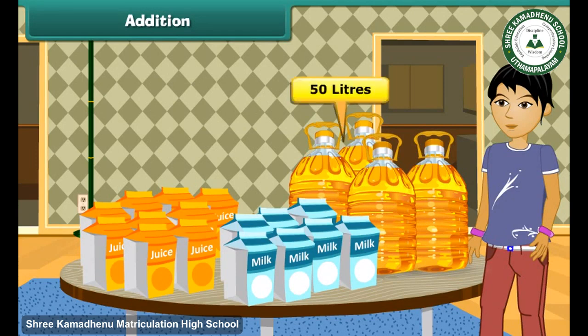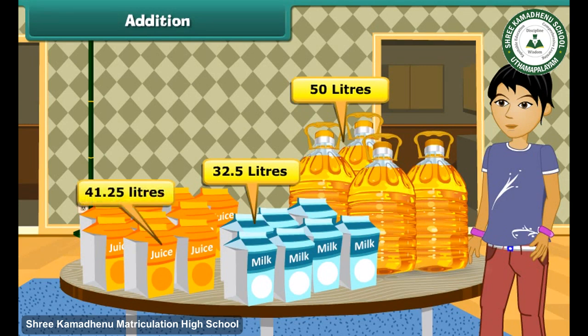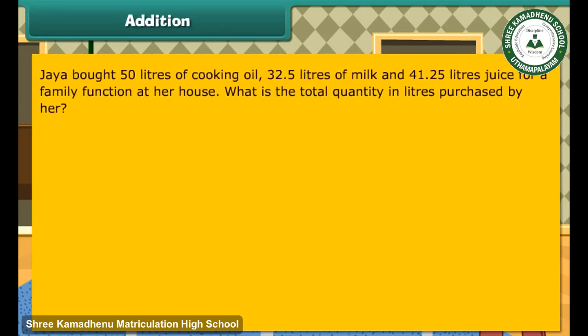Jaya bought 50 liters of cooking oil, 32.5 liters of milk and 41.25 liters of juice for a family function at her house. What is the total quantity in liters purchased by her?